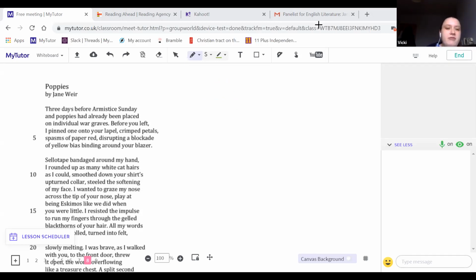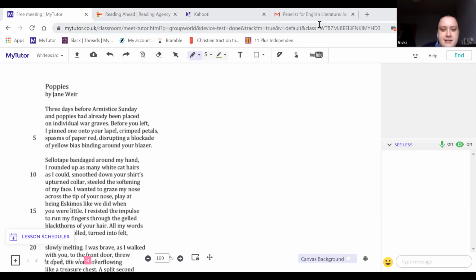Three days before Armistice Sunday, and poppies have already been placed on individual war graves. Before you left, I pinned one onto your lapel, crimped petals, spasms of paper red disrupting a blockade of yellow bias binding around your blazer. Sellotape bandaged around my hand, I rounded up as many white cat hairs as I could, smoothed down your shirt's upturned collar, stilled the softening of my face. I wanted to graze my nose across the tip of your nose, play at being Eskimos, like we did when you were little. I resisted the impulse to run my fingers through the gelled black thorns of your hair.